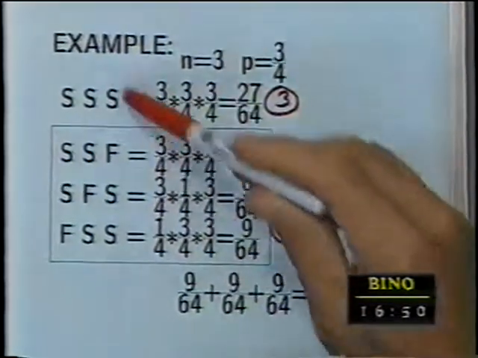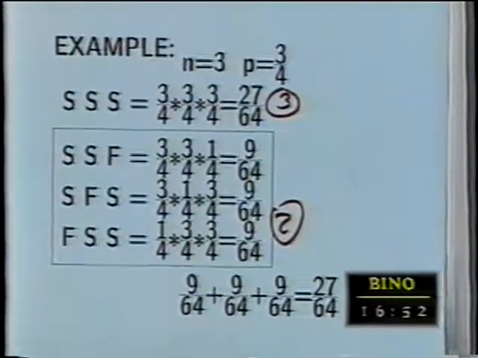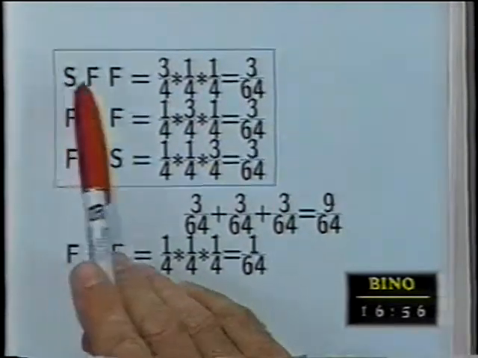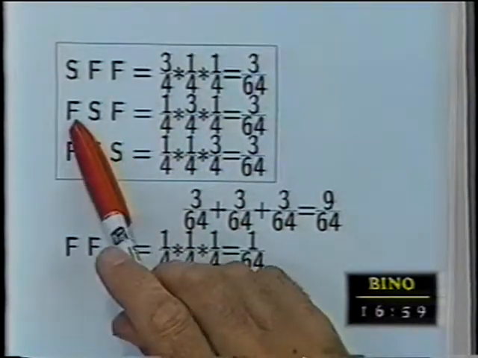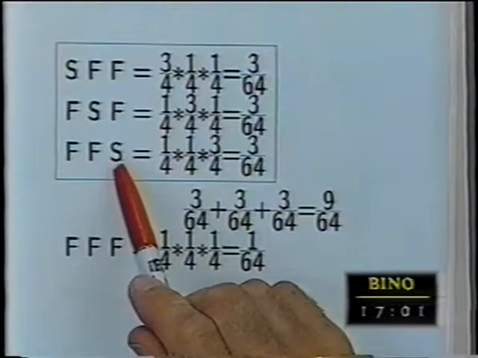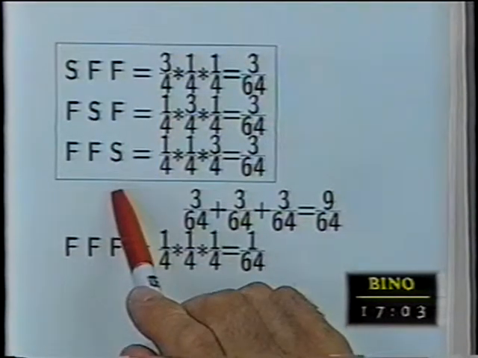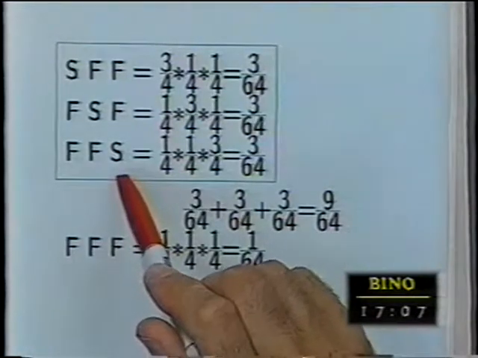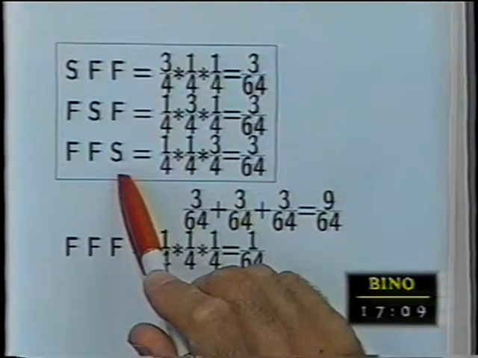But there are other possible combinations. These are only 4 out of 8. The other 4 look like that. You can get a success and then a failure and then another failure. You get a failure, success, failure, failure, failure, success. Each of these 3 are the same as saying 1 success. I got only exactly 1 success out of 3 tries.